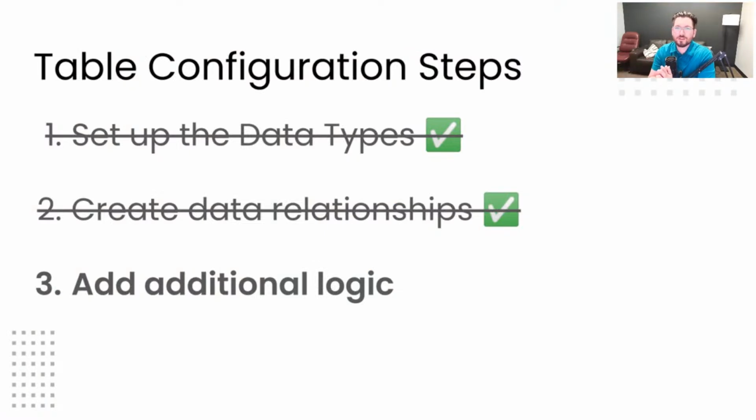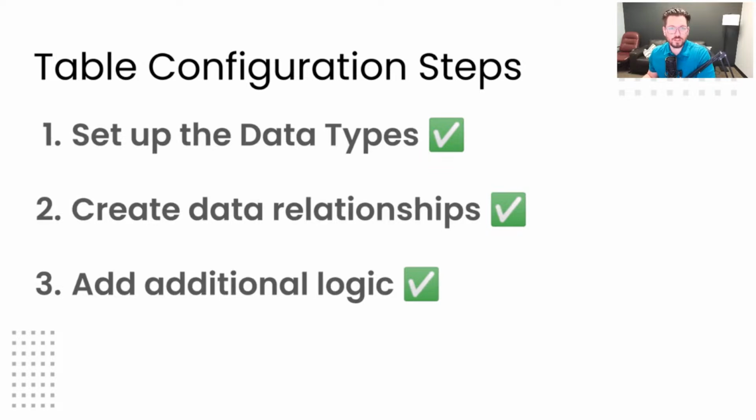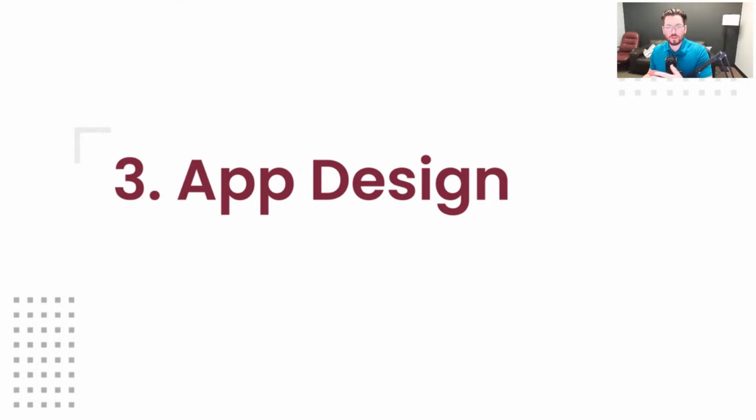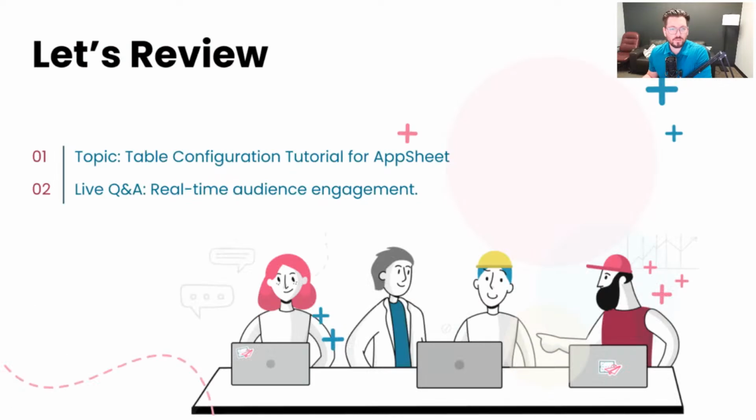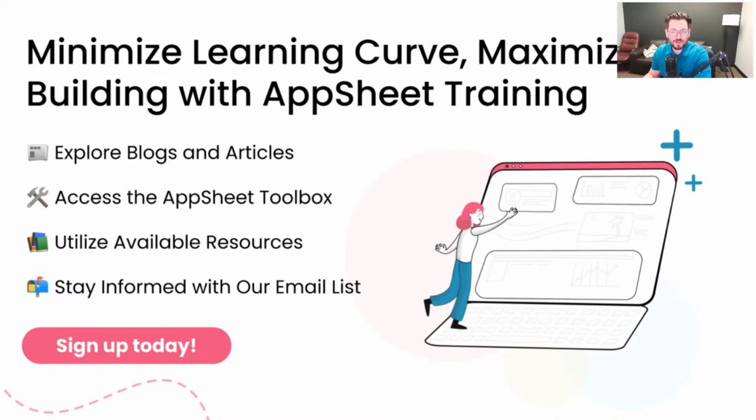So thank you all for tuning in today and joining our daily NoCode briefs. We went over how to configure your table in 3 steps. So there's the additional logic one. Check that one off our list. Today we talked about setting up data types, creating data relationships, and adding additional logic into our data sets. Tomorrow we'll look at app design and then automations the next day, and launching and deploying finally on Friday. So today we went over a table configuration tutorial for AppSheet and talked to you guys about some of your questions. I appreciate everybody that joined today and asked great questions. I love hearing what y'all are working on and everything.